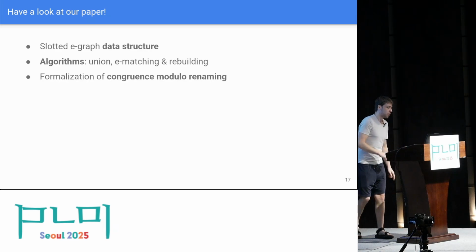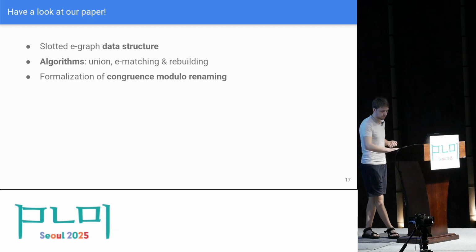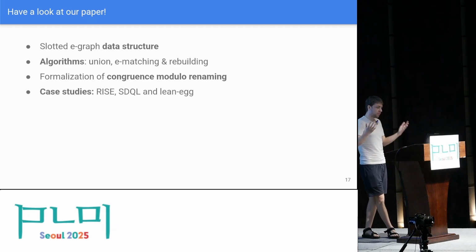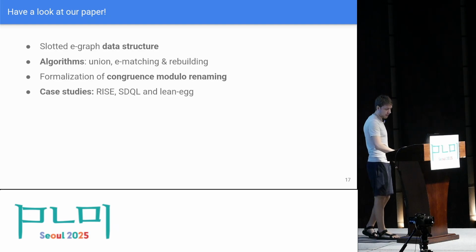But also what we did is we formalized a notion of congruence modular renaming, because egraphs normally work with congruence, and we need to extend this to understand the notion of variables that we're interested in, modular renaming. And finally, we have the case studies in more depth, and that's pretty much it.